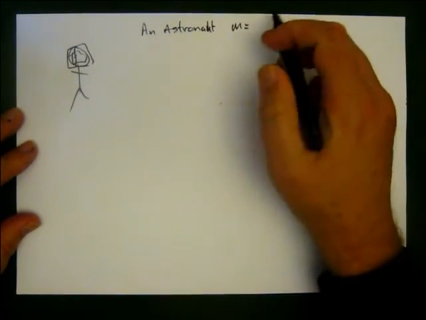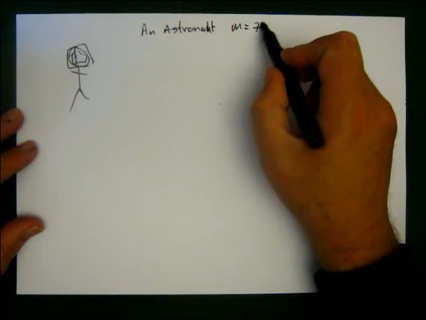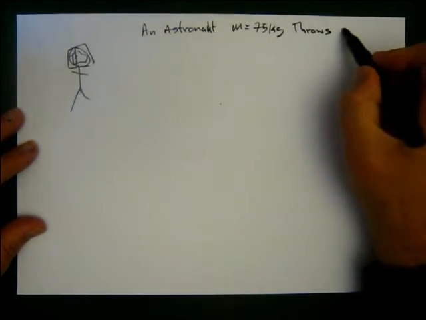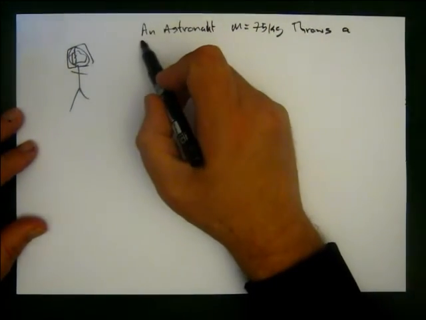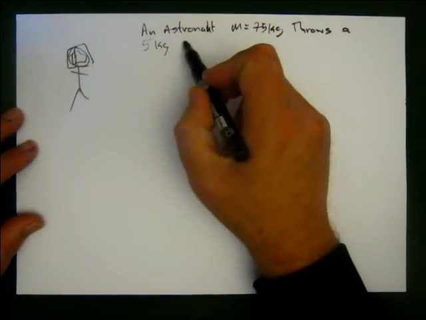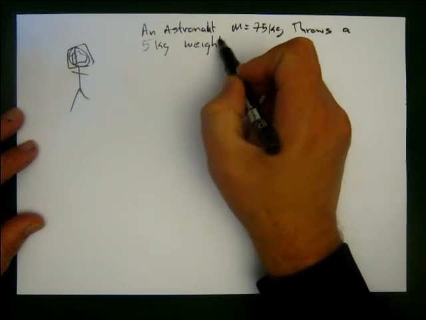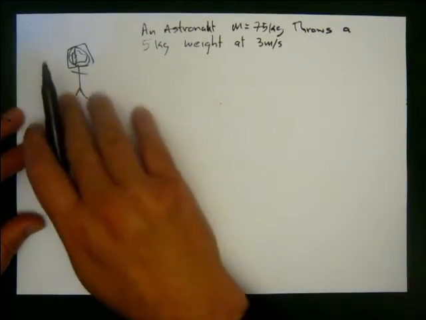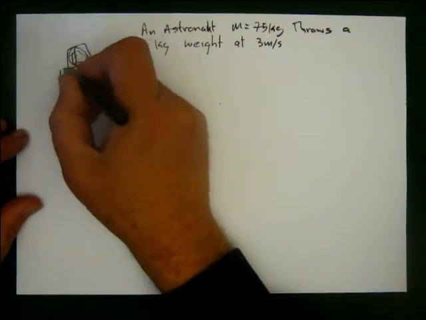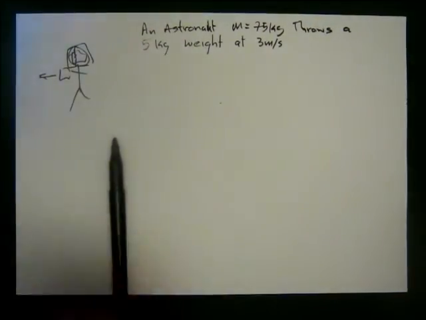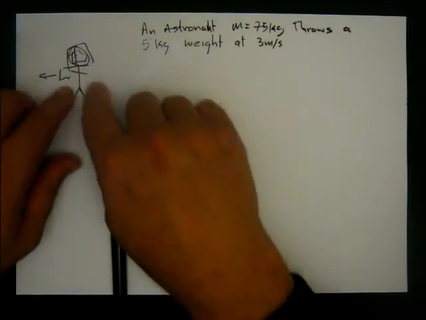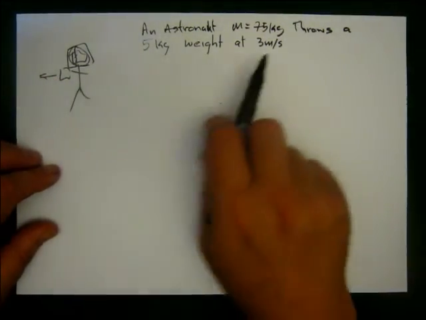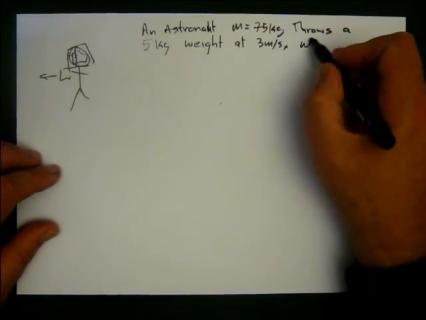The astronaut has a mass M equals 75 kg and throws a 5 kg weight at 3 meters per second. They're just going to throw a weight here. They're stuck in the middle somewhere, and they're just pushing it off, so hopefully they're going to recoil and go towards a wall or something. What is their final velocity?